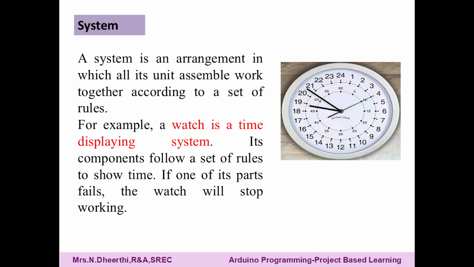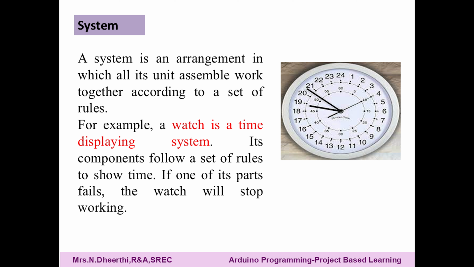So this is a system. A system is nothing but an arrangement in which all the units are assembled together to function for some task, following some set of rules. For example, here we have taken a watch. A watch is nothing but a time displaying system. This system has various components, all assembled together, and it has a set of rules to follow to give its output.